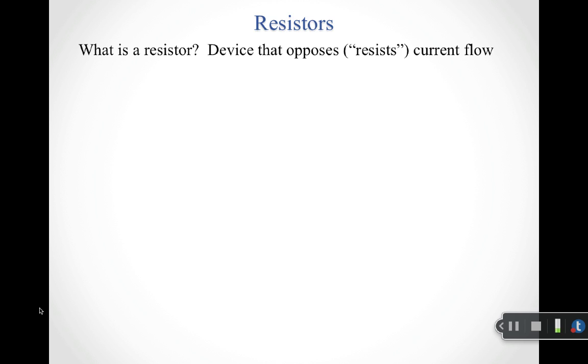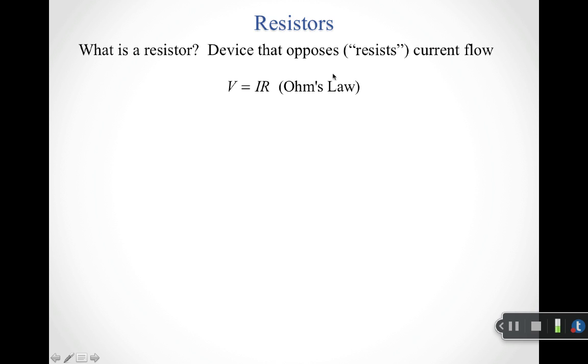Alright, so let's introduce our second circuit element in detail, and that's going to be the resistor. So fundamentally, what is a resistor? Well, it's a device that opposes current flow. So the fundamental relationship that defines a resistor is Ohm's law.